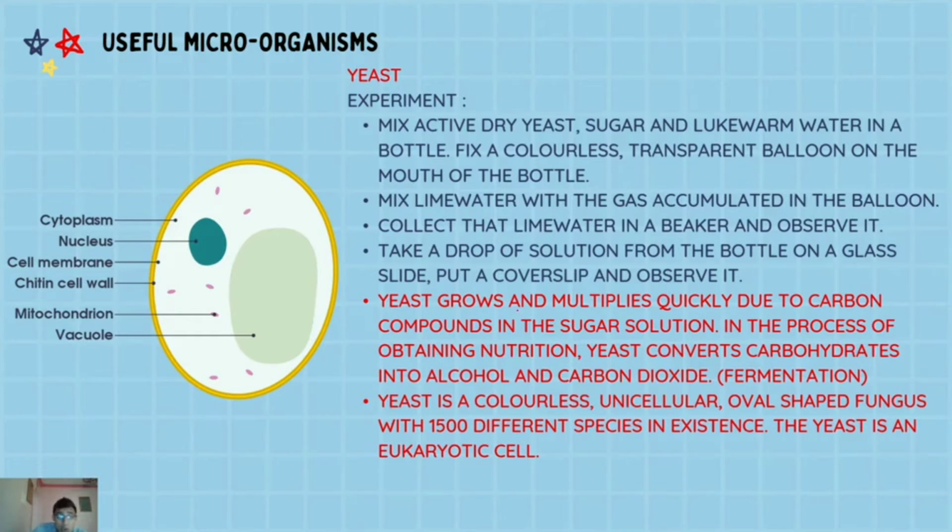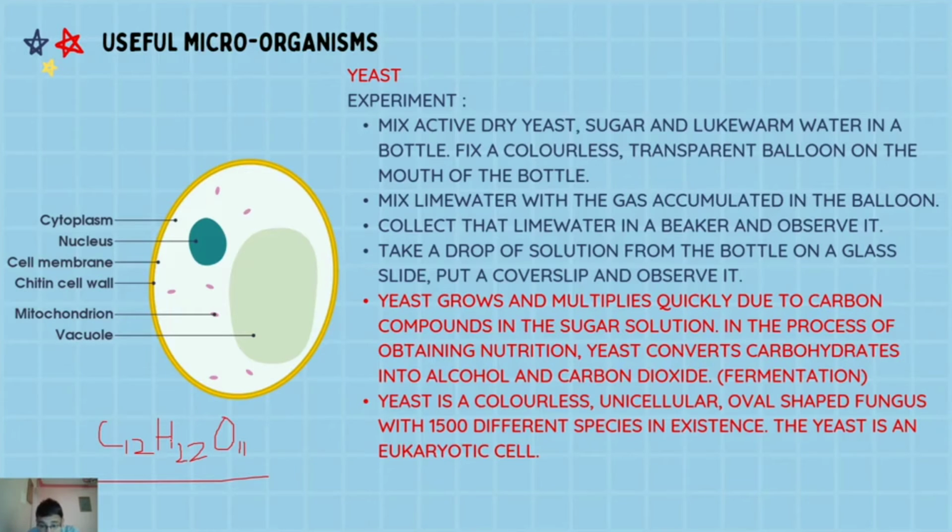Now yeast grows and multiplies quickly due to carbon compounds in the sugar solution. Now we know the molecular formula of sugar, that is C12H22O11. Definitely you know in this compound carbon is there and hydrogen is there, that means it is a carbohydrate. So this carbohydrate is treated by the yeast and it is converted into carbon dioxide and alcohol. But due to this carbon compound, the yeast is going to grow quickly. The reproduction between the yeast microbes is going to be very quick.